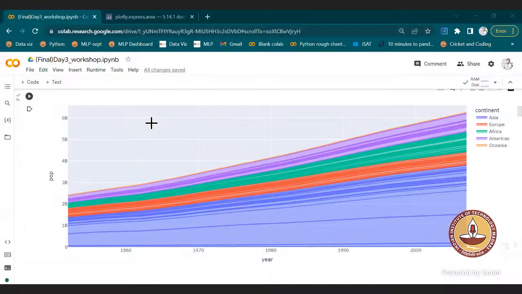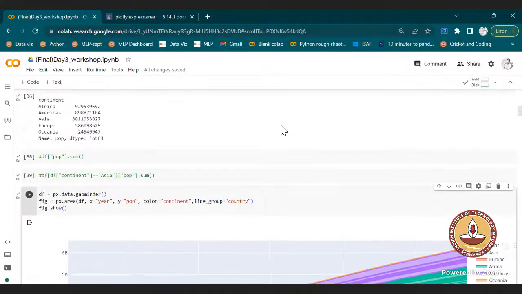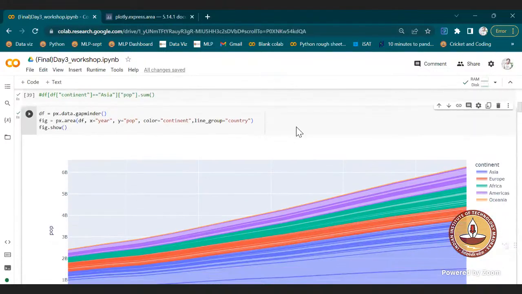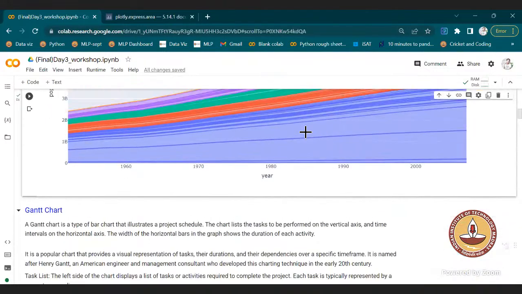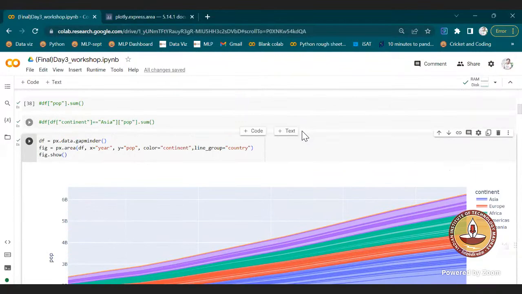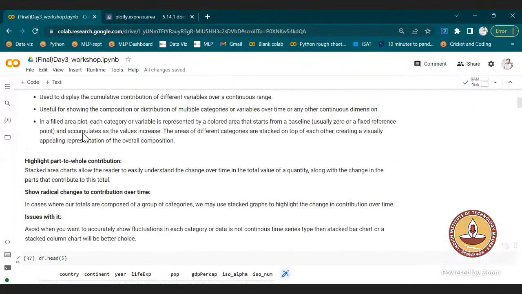I can show some other graphs also, but that's okay. Because of the time condition, if I want to go fast, I won't be able to cover a lot of things. Still, I have to skip a few things. Okay, that's all about this chart, particularly this one.